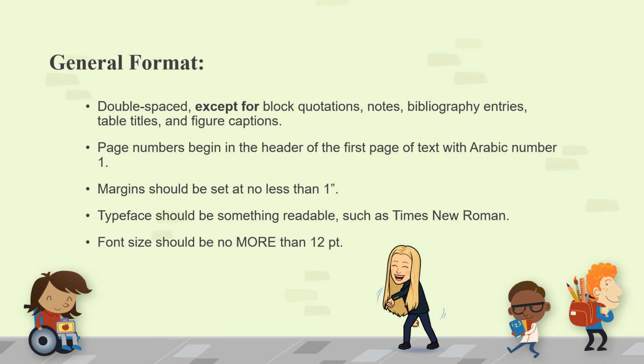The first thing to remember is you're writing a formal paper. And so in formal papers, we double space. The only time you don't double space is when you're doing a large quotation, your footnotes or bibliography entries, table titles, or figure captions. Otherwise, your major document is double spaced.